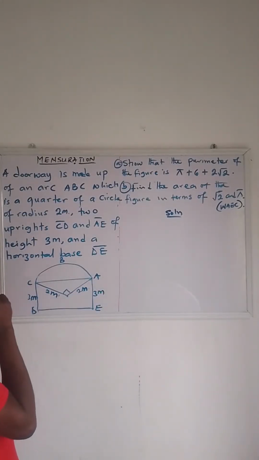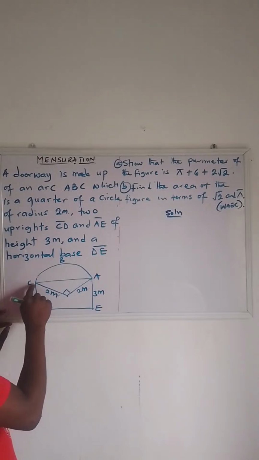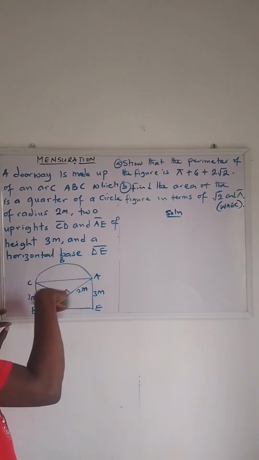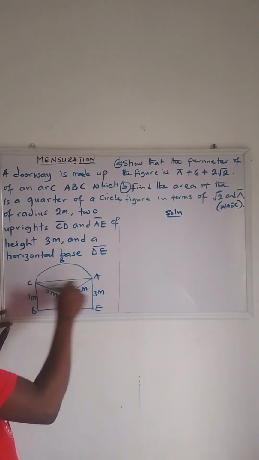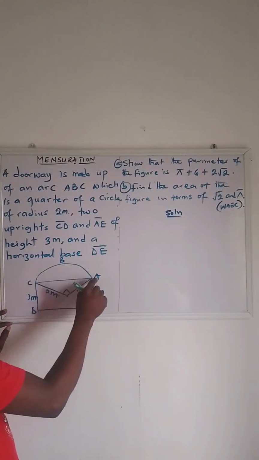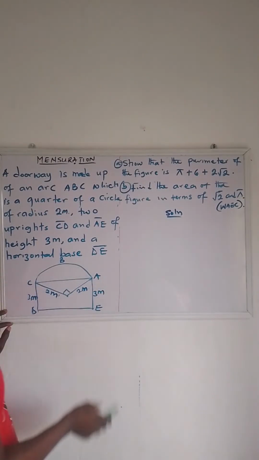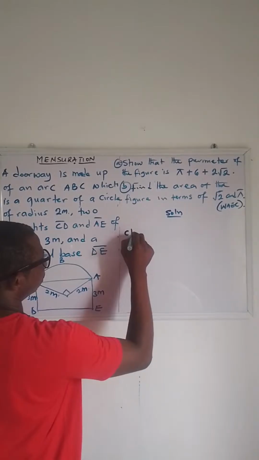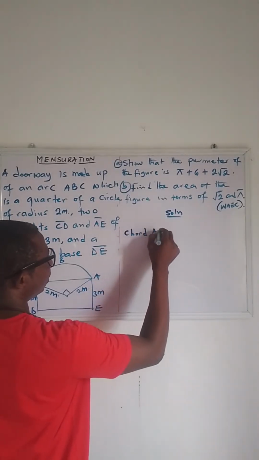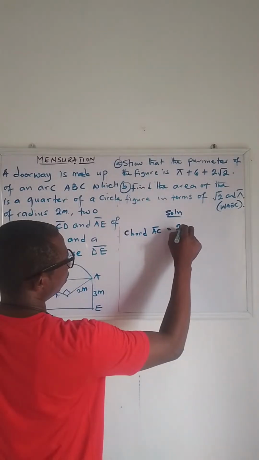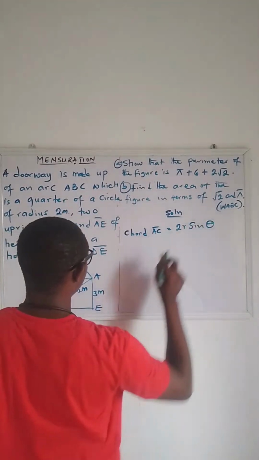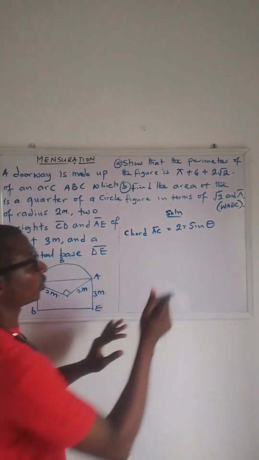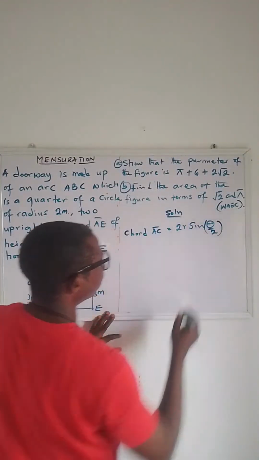Note that length CA is a chord of a complete circle. Do you understand? It is a chord. So why don't we just get the length of this chord? So I will say chord AC is 2r sine theta over 2. This is the formula for chord.